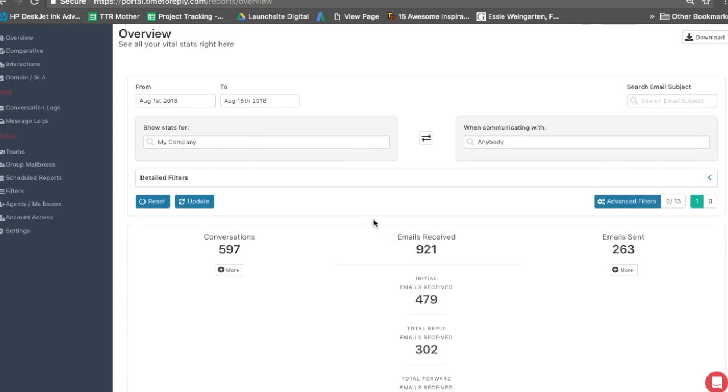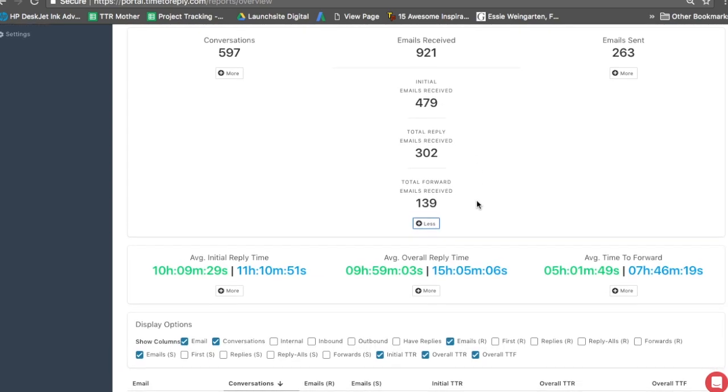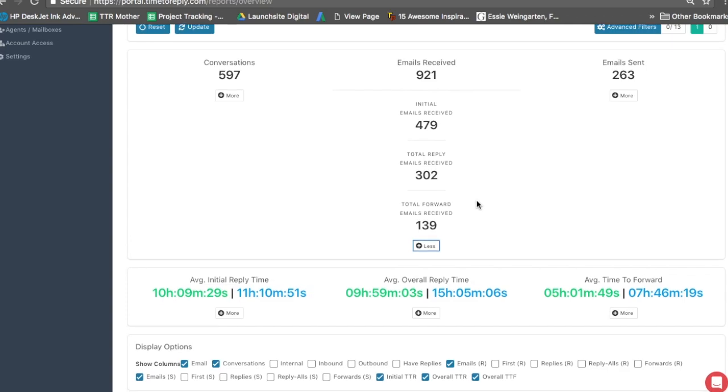If I click on the more for emails received, you can see that emails received is broken out into initial emails received, that is the start of a new conversation. So how many emails were at the start of a new conversation? Total reply emails received, so that's how many replies have been received, including replies and reply all emails. And then you've got total forward emails, that's how many emails you've received that have been forwarded into your company.